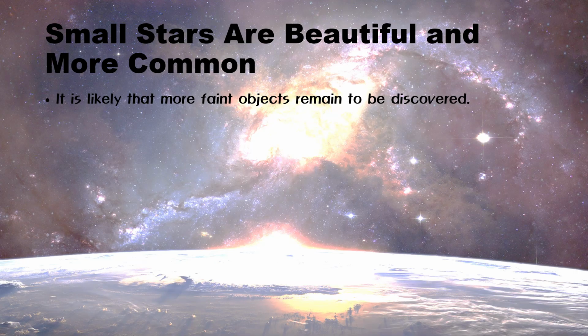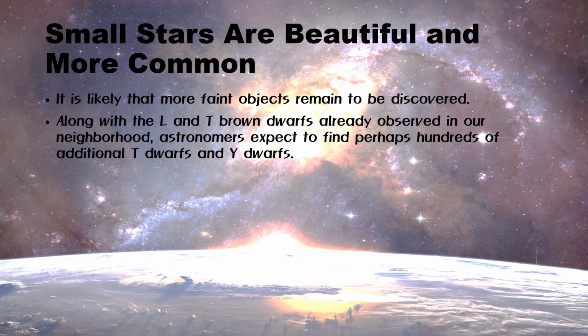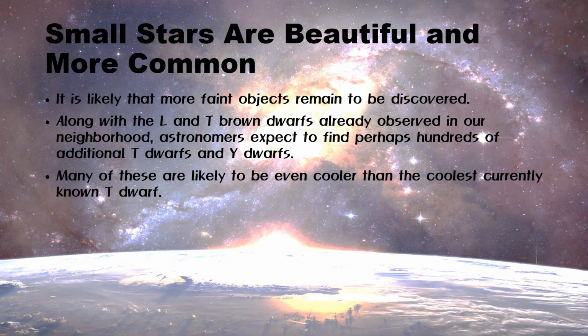It is very likely that there are more faint objects remaining to be discovered. As I already mentioned, brown dwarfs are very hard to detect, so that number in the table could be very inaccurate because we could have more brown dwarfs out there. Along with the L and T brown dwarfs already observed in our neighborhood, astronomers expect to find perhaps hundreds of additional T dwarfs and Y dwarfs, which could skew that number even further to the low luminosity side of the scale. Many of these are likely to be even cooler than the coolest currently known T dwarf.